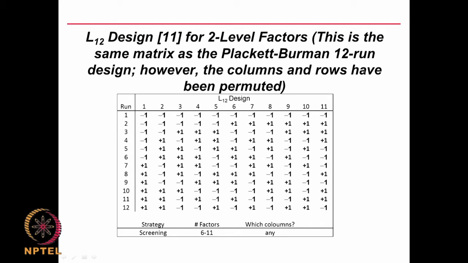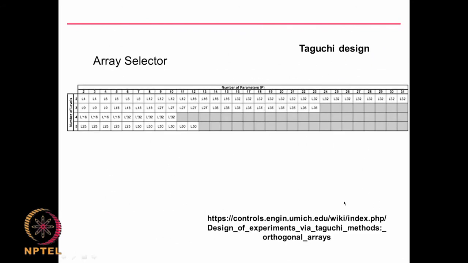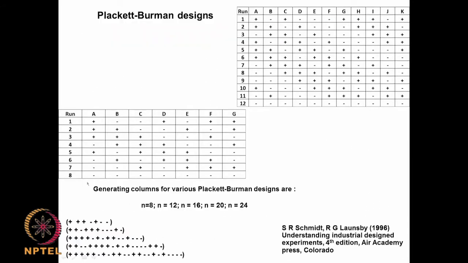Only thing is the columns and the rows have been permuted. They have interchanged the columns and the rows in some cases. Whereas in Plackett-Burman design, if you see at the bottom, you will always get negatives. So, some difference is there. In the 12 runs, the last line will always be negative. There is a switching over of some rows and columns, but it is exactly like Plackett-Burman.